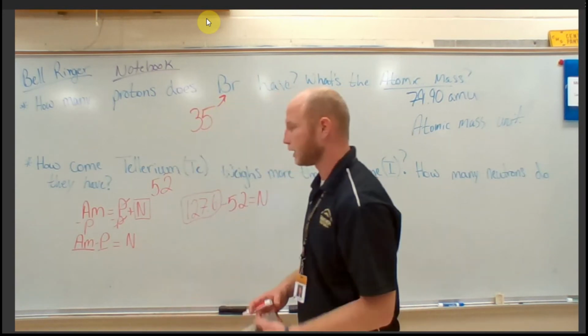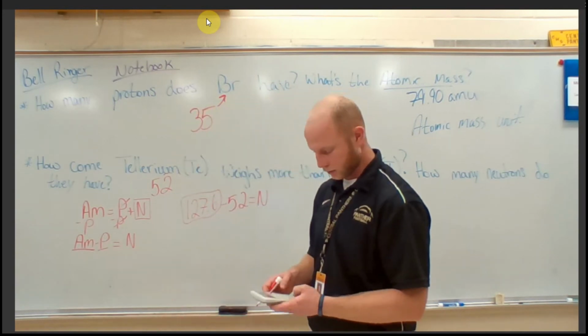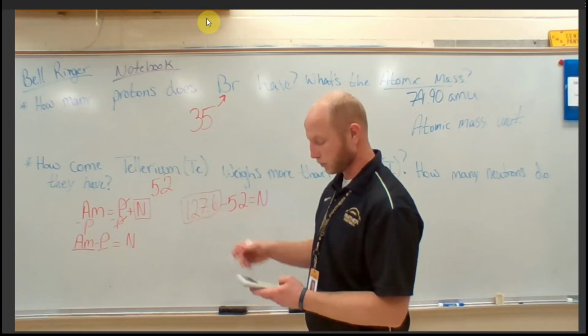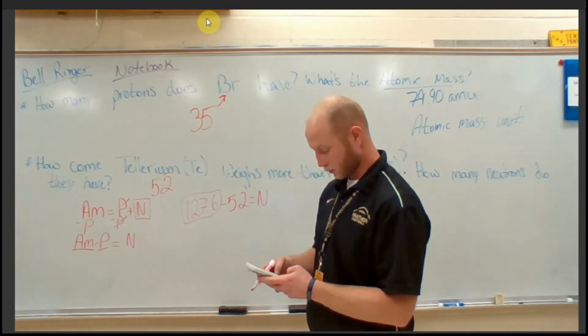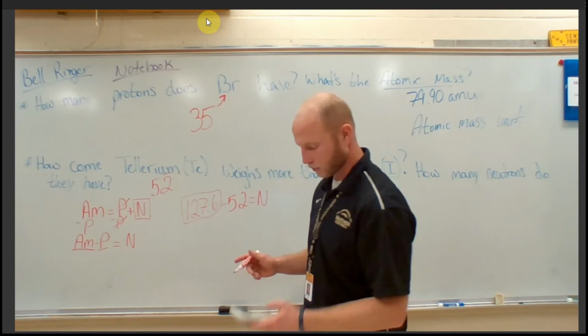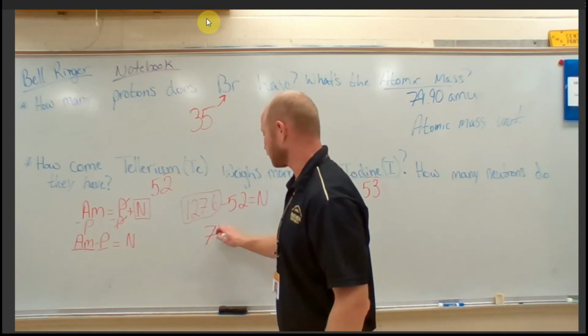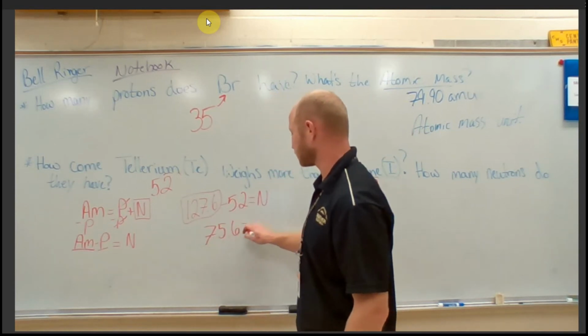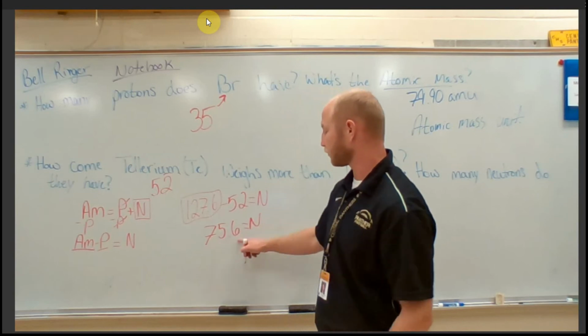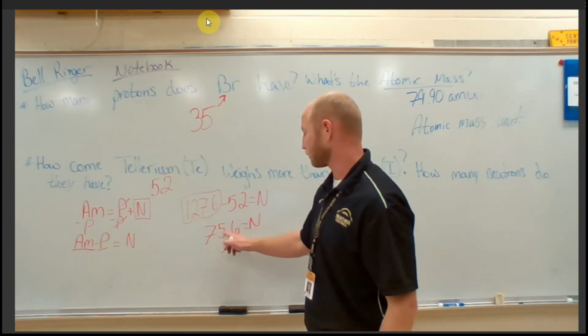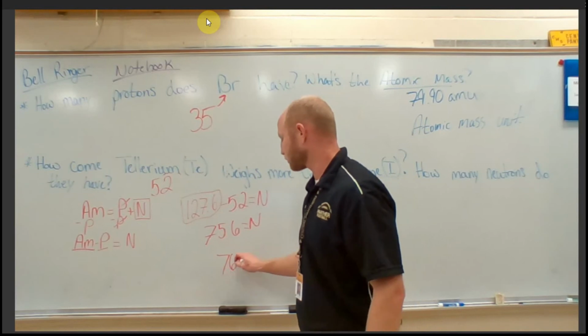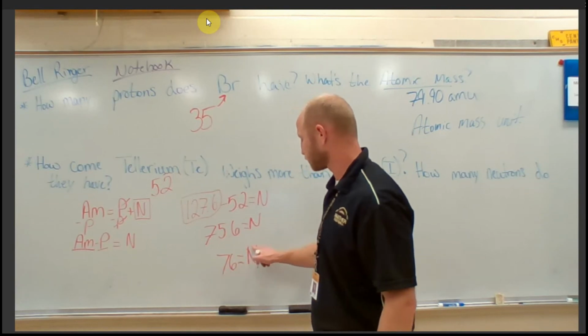So if I go ahead and I do 127.6 minus 52, this will give me 75.6 equals number of neutrons. Again, you can't have a decimal for this. So I'll just go ahead and round this up. So that's 76 neutrons. Okay.